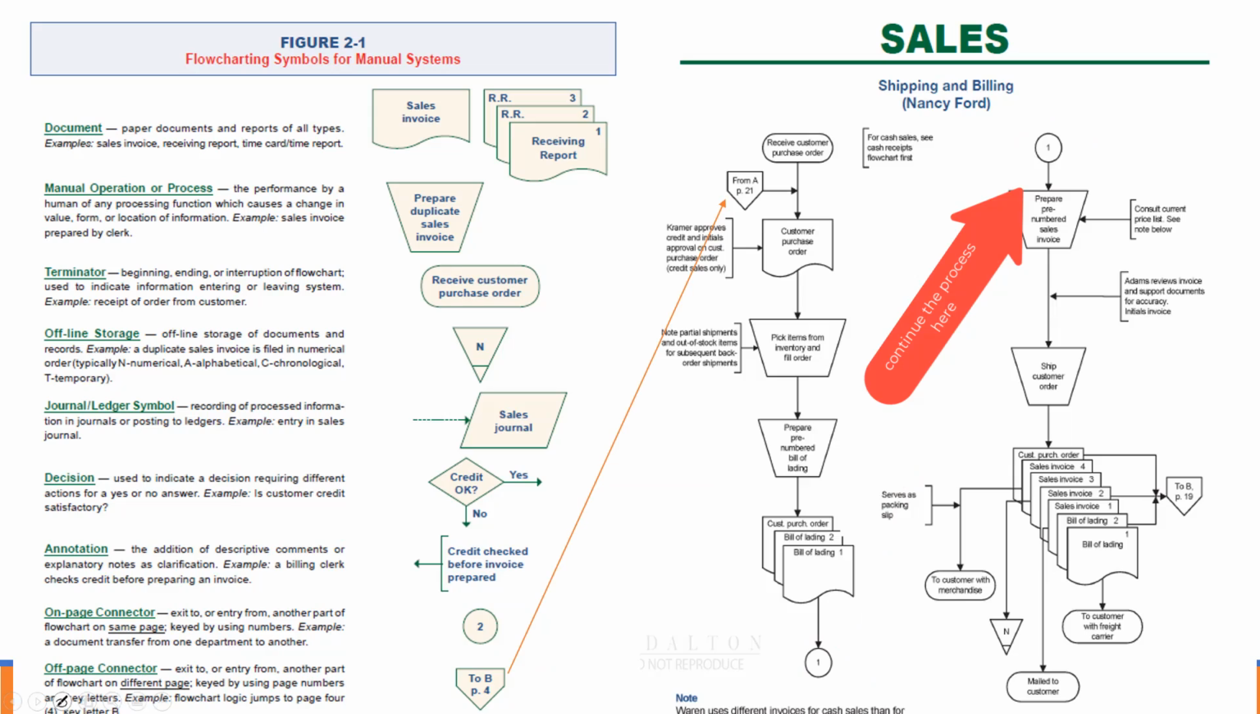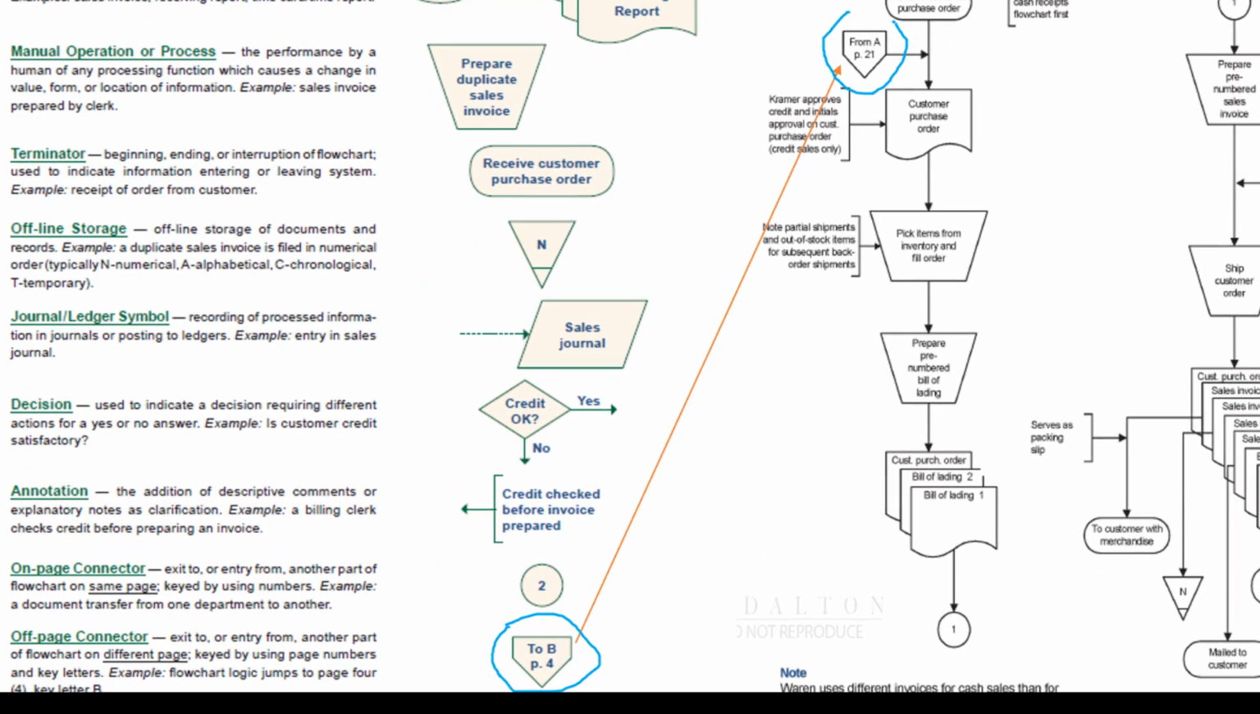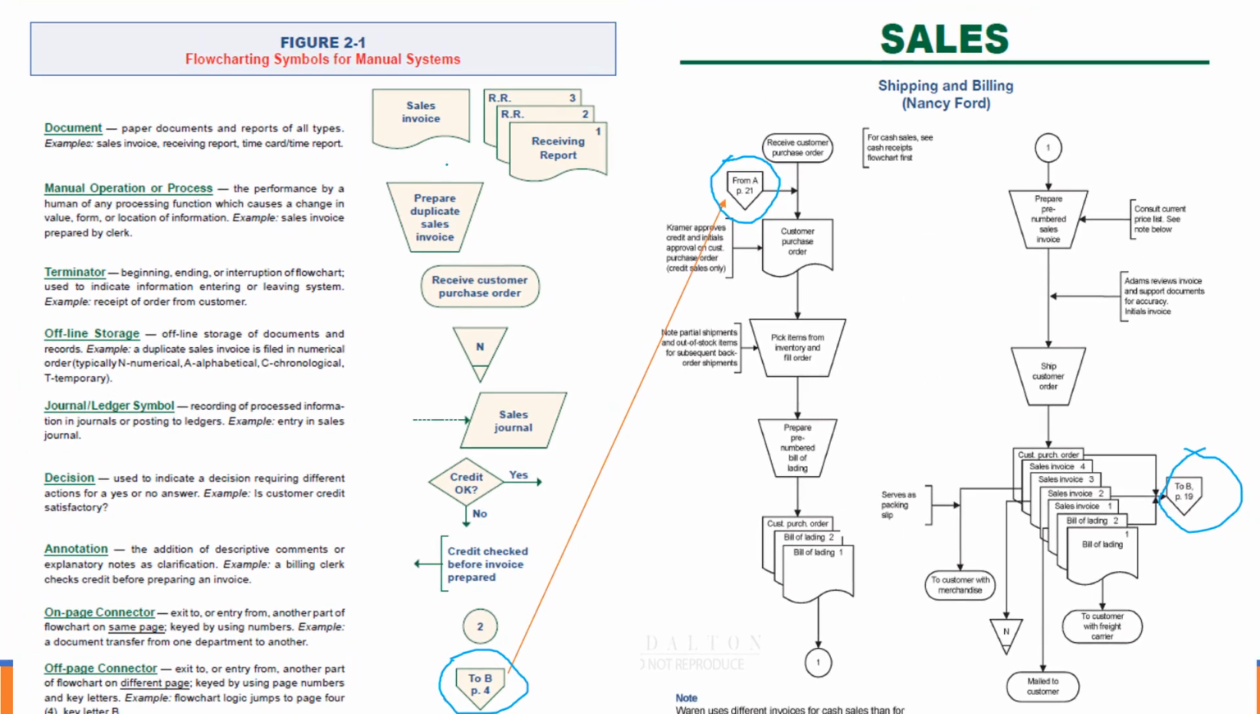And next one is an off-page connector. See here, to be on page 4. In our case, this symbol is the off-page connector, meaning that the process comes from the part A on page 21, and here goes to page 19 to B. Okay, so on page 19 you will see another connector here. So these are all the symbols that we will encounter in the project.